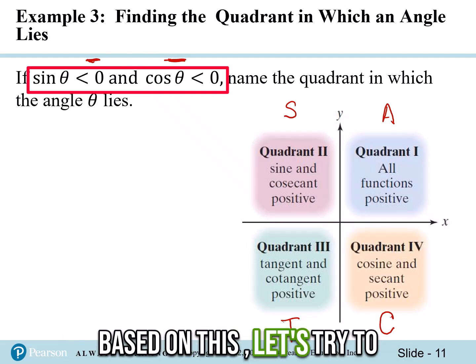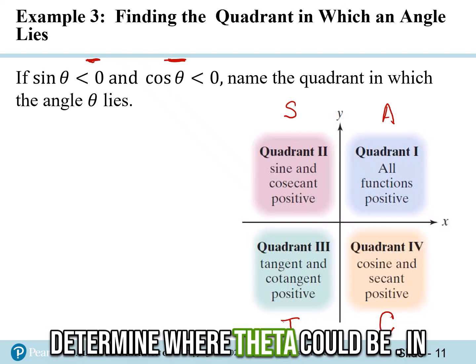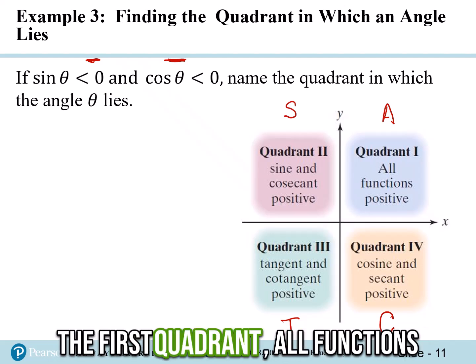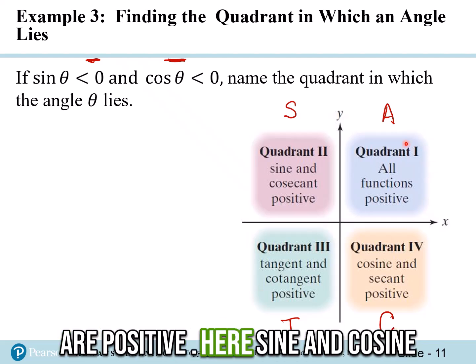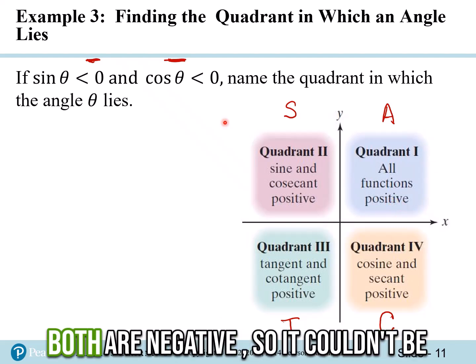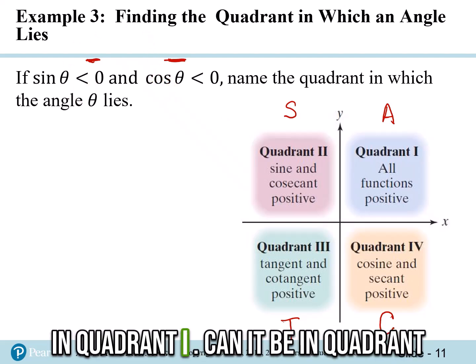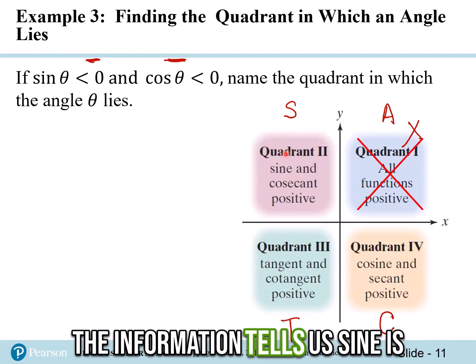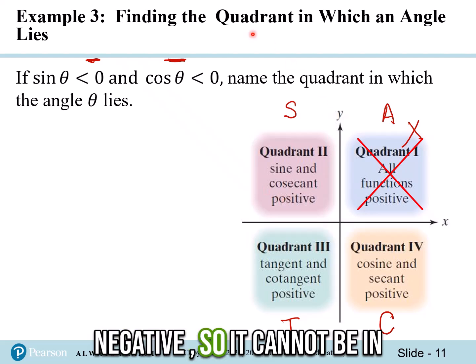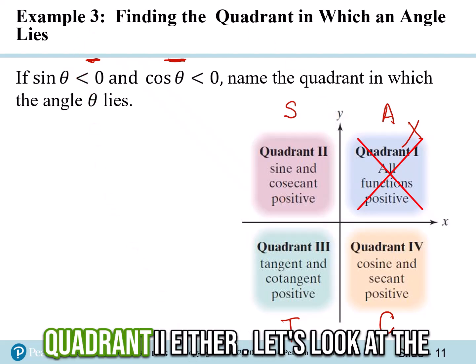Based on this, let's try to determine where theta could be. In the first quadrant, all functions are positive. Here, sine and cosine both are negative, so it couldn't be in quadrant 1. Can it be in quadrant 2? In quadrant 2, sine is positive. The information tells us sine is negative, so it cannot be in quadrant 2 either.